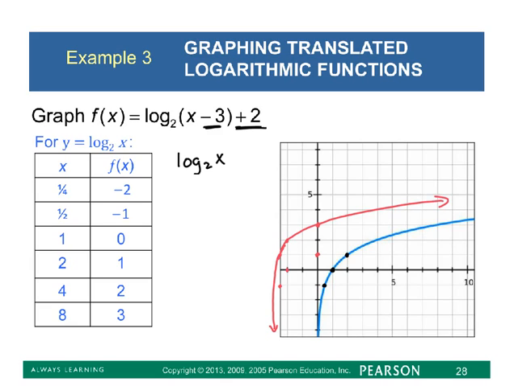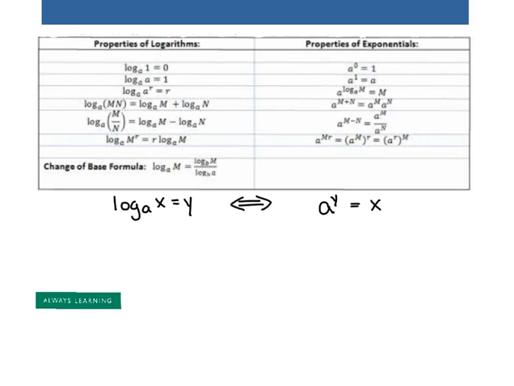And there you go. There is the graph of our function, log base 2 of x minus 3 plus 2. All right, so here are some logarithm properties that are compared back to its exponential properties because of the equivalency that these two have to each other.